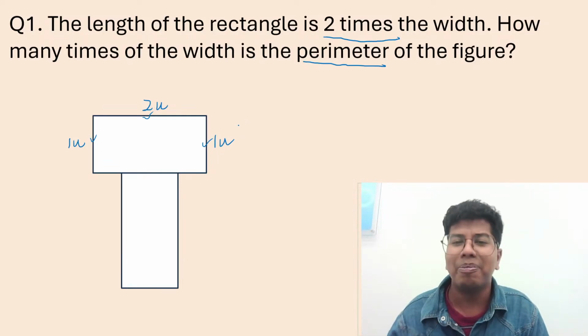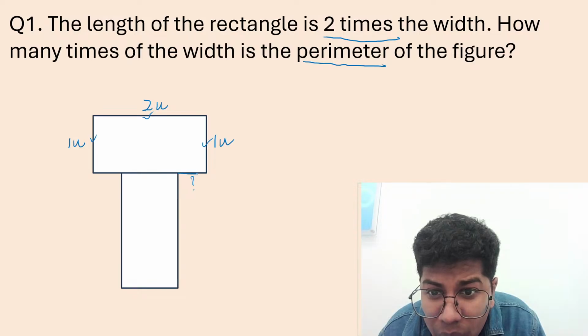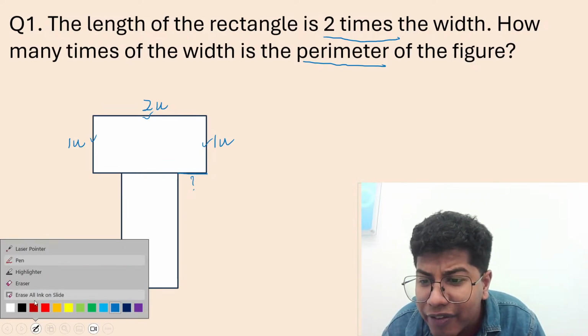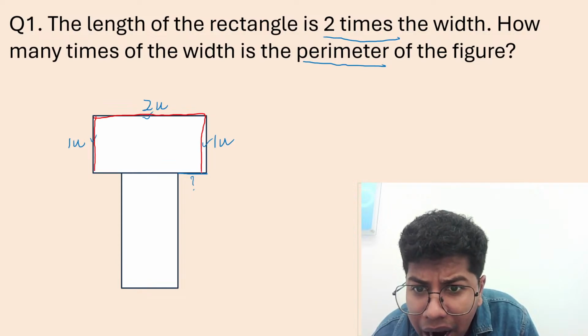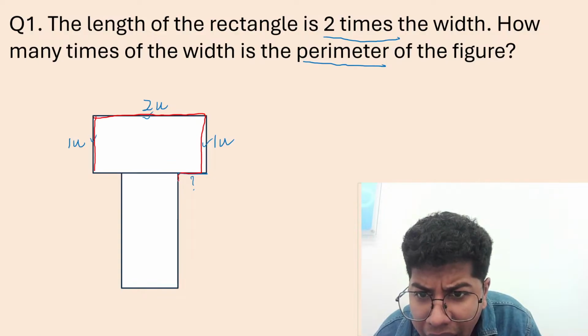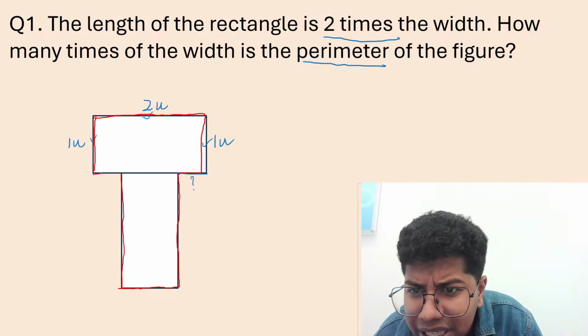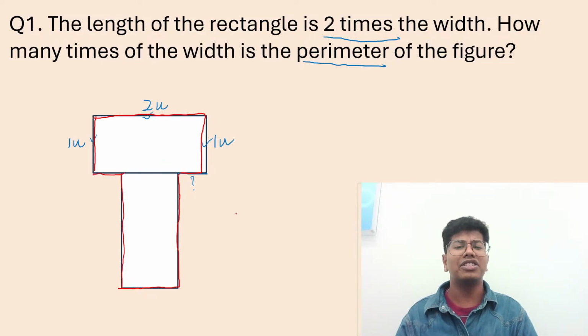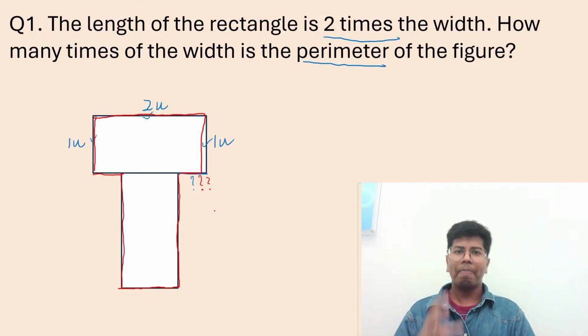Now comes the next part, that is this line. This is the outer boundary. Let me highlight it for you. The outer boundary looks something like this. This part, this part, this part, this part, and then comes this part, this length, then comes this length, and then comes this length. Now this is a challenge. We don't know what is the value of this part.